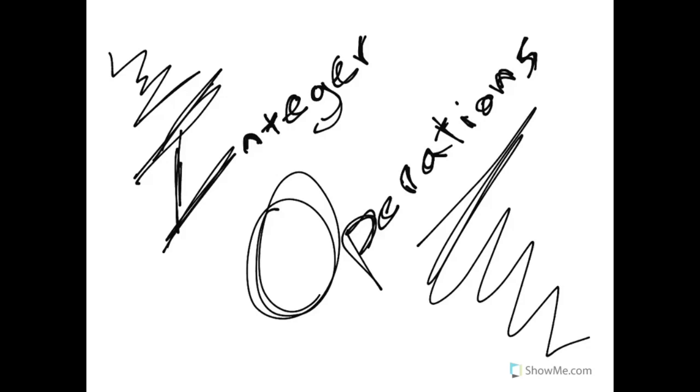Today we're going to talk about integers and operations, and of course, four operations being addition, subtraction, multiplication, and division. I'm going to go through a couple of quick examples and talk about a few of the rules that go along with performing operations with positive and negative integers for each of those four operations. So let's jump right into it.